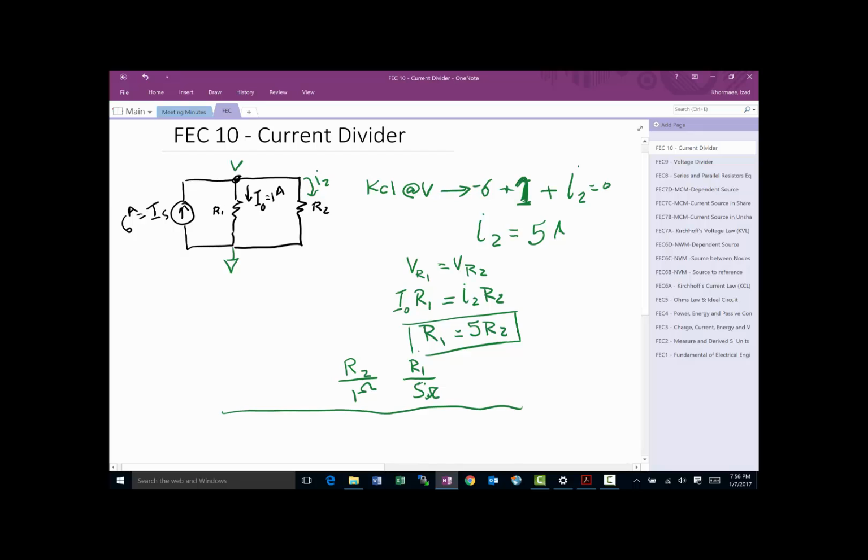Now, the only other thing you have to remember for these kinds of current dividers is that there are an infinite number of solutions, and by picking one resistor, that defines what the other resistor is. And that gets us to the end of this video.